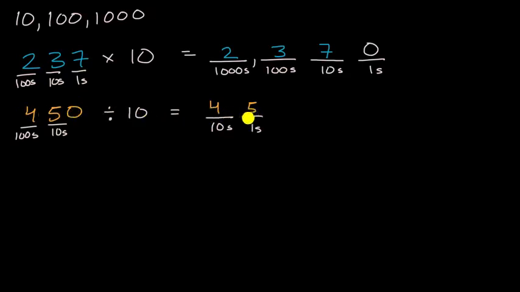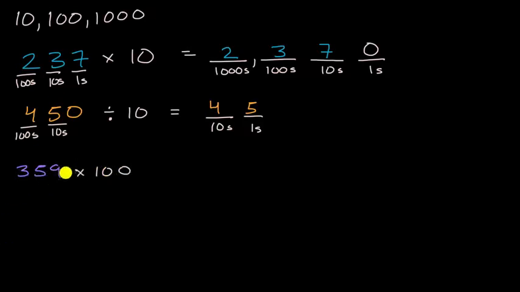Now, another way to think about it, other than the fact that all of the digits shifted one place to the right, is that we removed this right 0 here when we divided by 10. Now let's extend that. Let's say that we had 359 times 100. Pause this video and see if you can figure out what that is going to be.